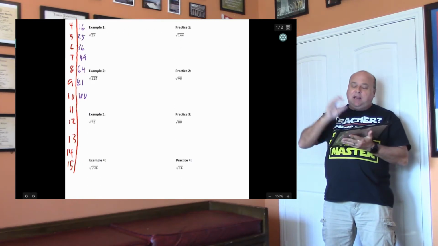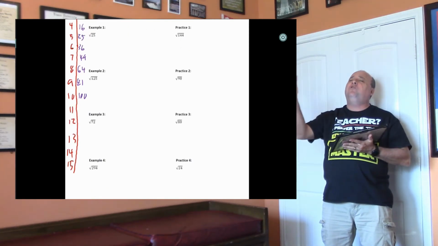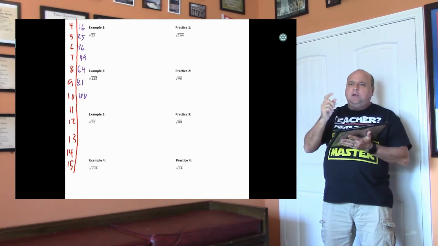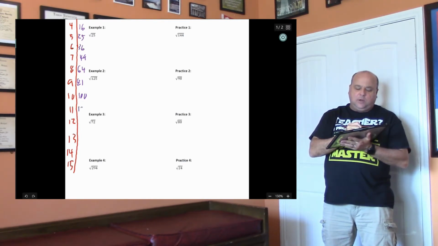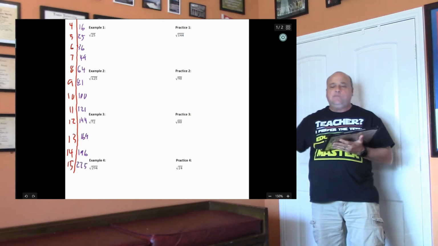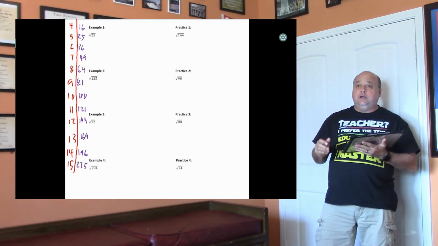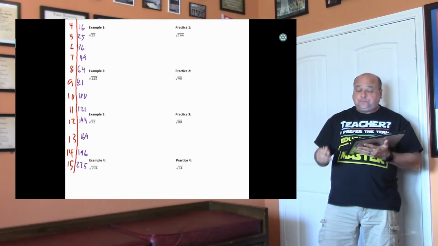Now then, 11 to 15, most of y'all may not know. Hopefully you know up to 12. The really good students that know their math facts probably know up to 12. So 121, 144. Then you have 169 for 13, 196 for 14, and 225 for 15. So those are your perfect squares between 1 and 15.